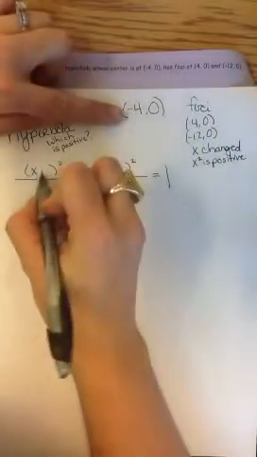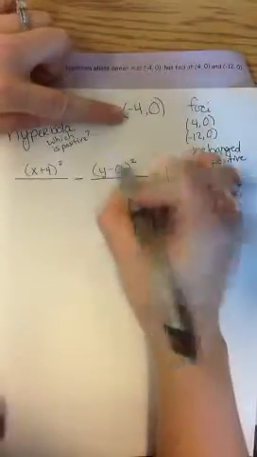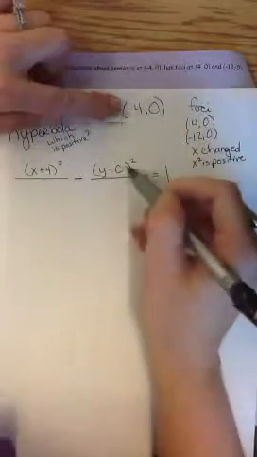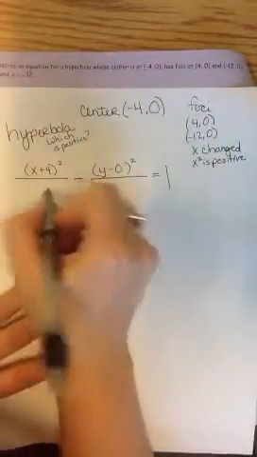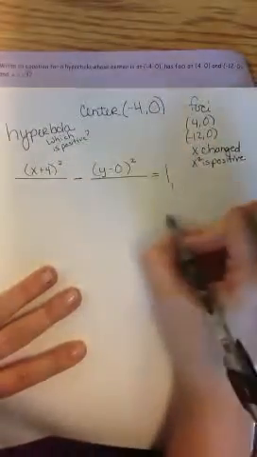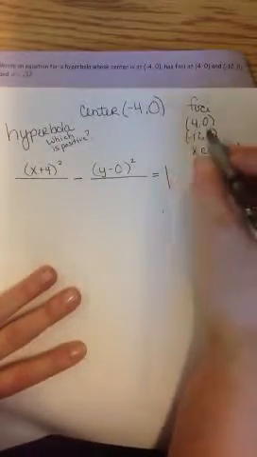You look up here, it's +4 then, and then the y with the 0. And you can just write this part as y squared if you want. Now, we need to figure out what a squared and b squared are. So we're going to use the foci up here.